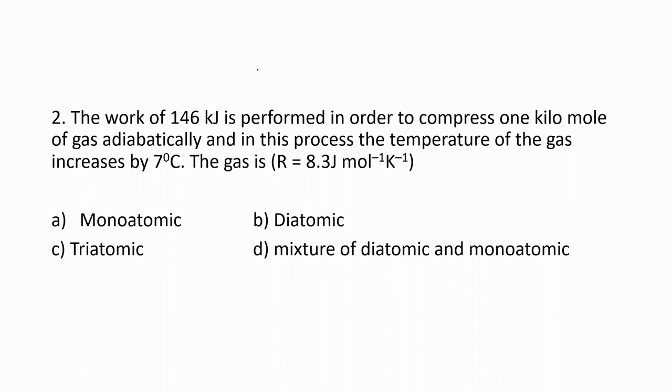Next question. The work of 146 kilojoule is performed in order to compress 1 kilomole of gas adiabatically. And in this process, the temperature of the gas increases by 7 degrees Celsius. The gas is, see here, the work is given as 146 kilojoule, performed in order to compress 1 kilomole of gas adiabatically, and in this process the temperature of the gas increases by 7 degrees Celsius.